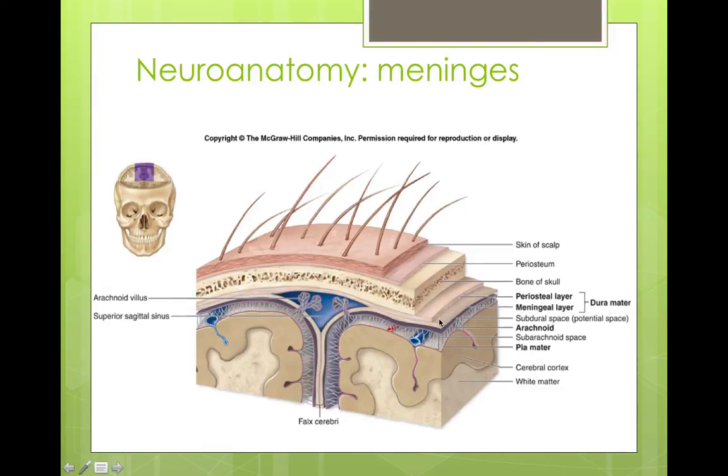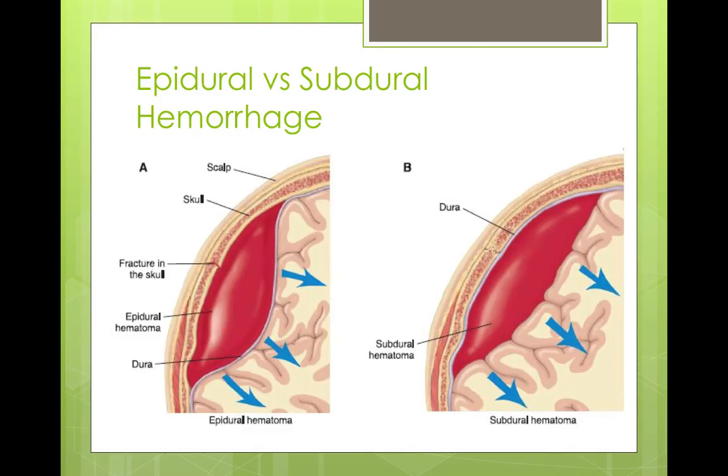In the subdural space, we have veins. Okay? Epidural space, arteries. Subdural space, veins. Because the hemorrhages matter in that instance. Now, the difference between the subdural and epidural hemorrhages.